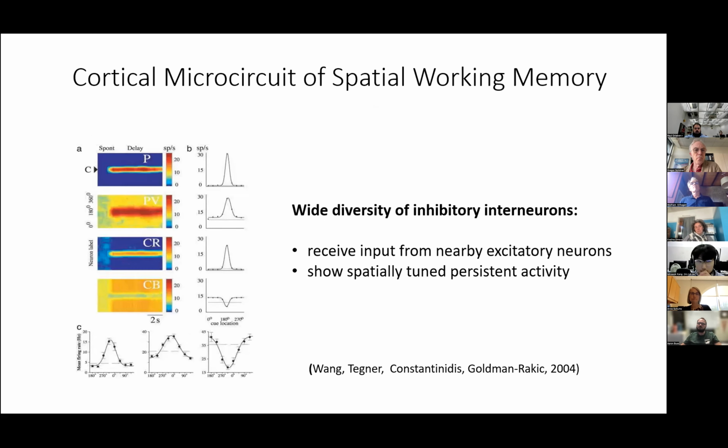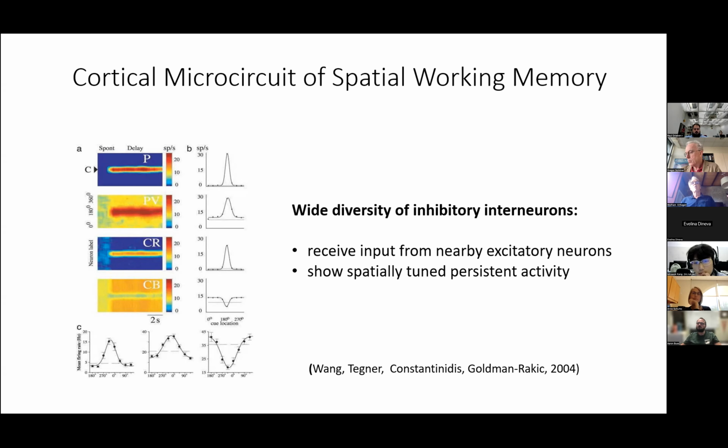If you look at what we know about the microcircuit of spatial working memory, there is of course the idea that you can implement something like effective lateral inhibition, but there's really a wide diversity of inhibitory interneurons. They receive input from nearby excitatory neurons and also show spatially tuned persistent activity. Some really have an inverted tuning curve. This has been associated with disinhibition mechanisms. I think it's fair to say it's not really clear what the contribution of all these inhibitory interneurons is.